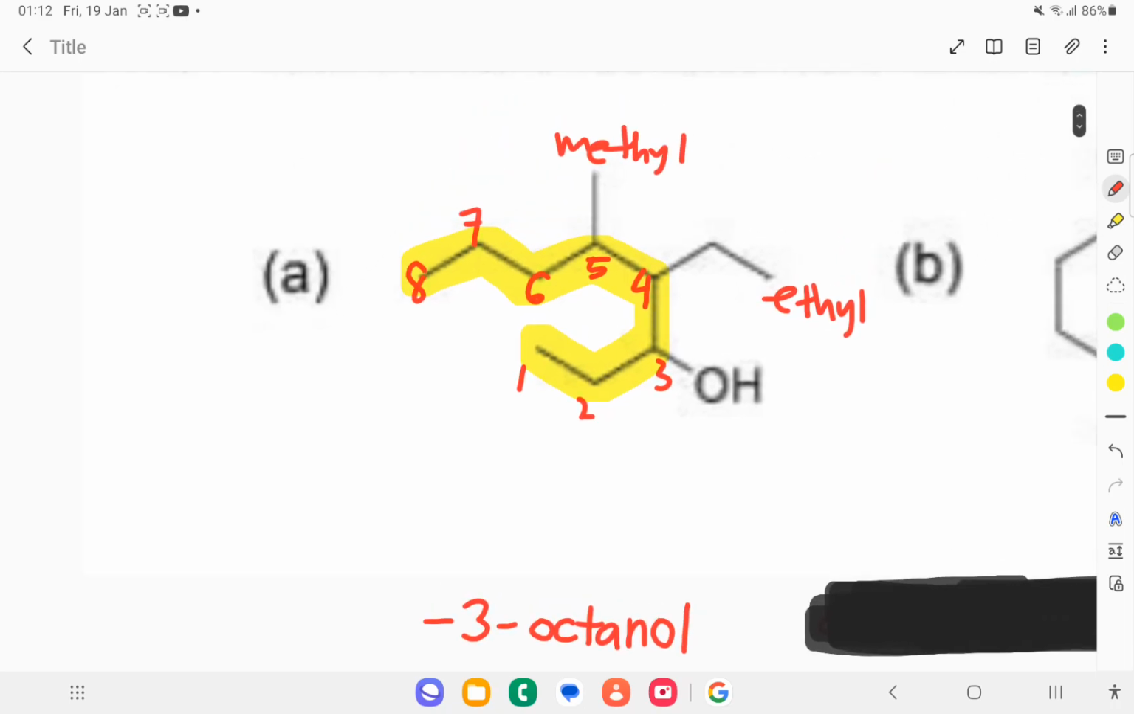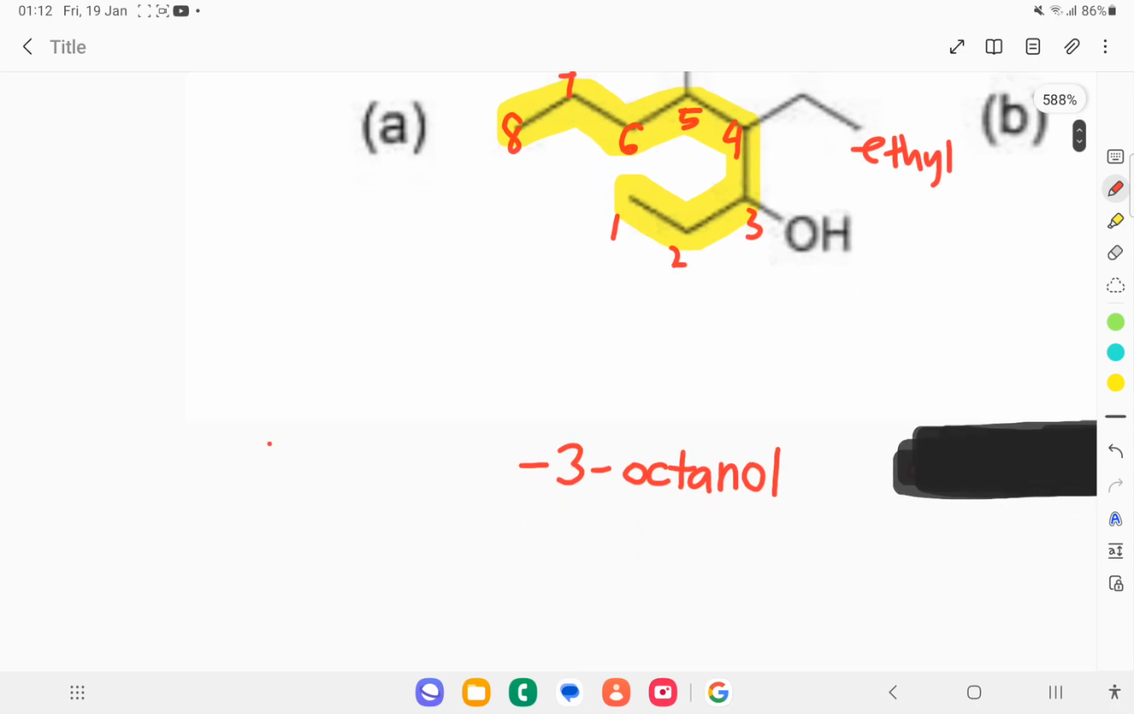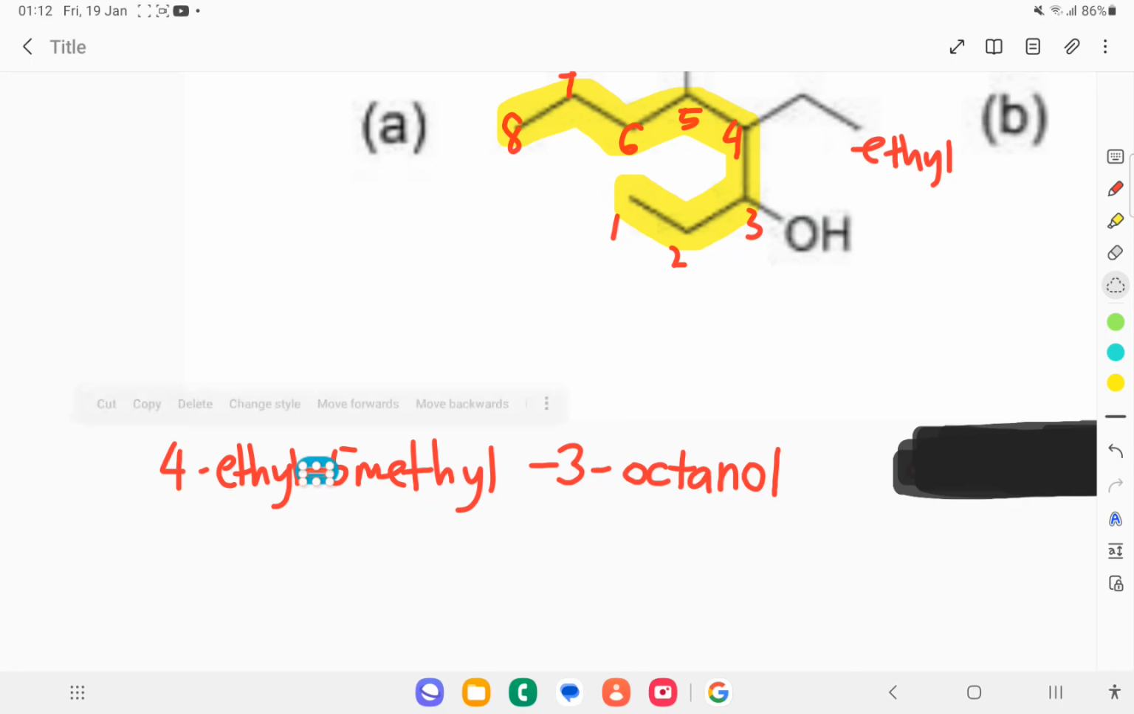Then for the other substituents, which are ethyl and methyl: ethyl is located at the fourth carbon, and methyl is located at the fifth carbon. So we put 4-ethyl and then 5-methyl. So this is the name.